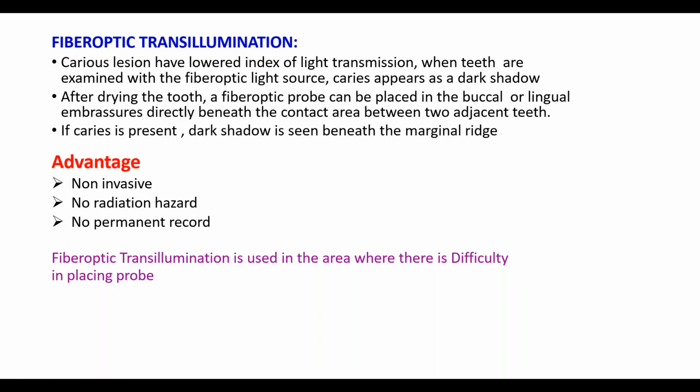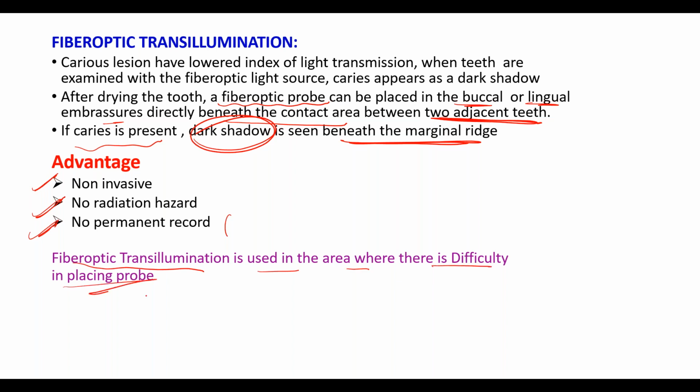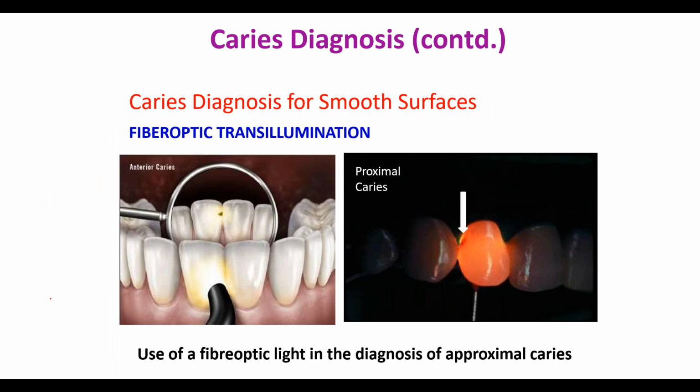Then we have fiber optic transillumination, in which we use a fiber optic probe, especially in areas which are least accessible. These can be placed in the buccal or lingual embrasures directly beneath the contact area between the two adjacent teeth. If you have a caries, that will appear as a dark shadow beneath the marginal ridge. The advantage is that it is non-invasive, there is no radiation hazard, and no permanent staining. It is used in areas where there is difficulty in placing the probe. If you place the probe from the buccal or the lingual embrasure, you will be able to see the cavitated part as a dark spot.